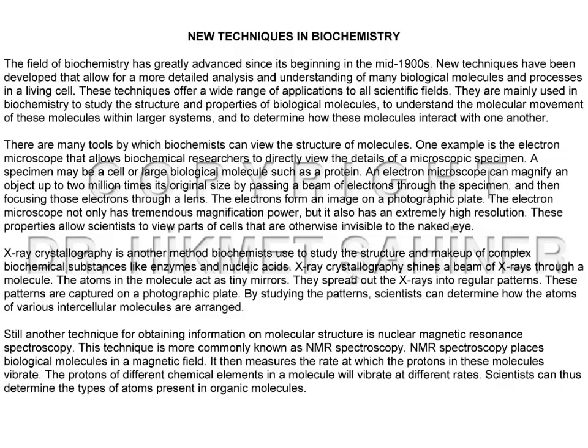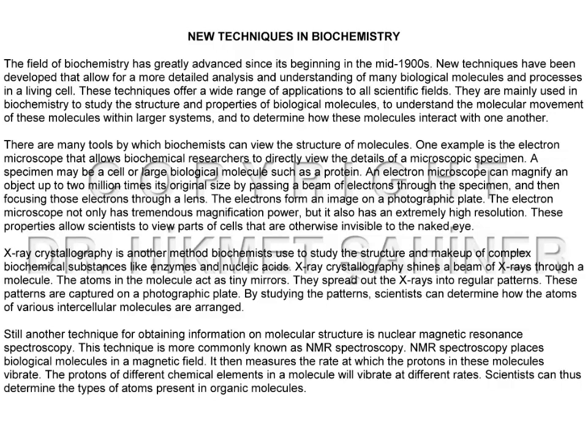There are many tools by which biochemists can view the structure of molecules. One example is the electron microscope that allows biochemical researchers to directly view the details of a microscopic specimen. A specimen may be a cell or large biological molecule such as a protein. An electron microscope can magnify an object up to 2 million times its original size by passing a beam of electrons through the specimen, and then focusing those electrons through a lens.